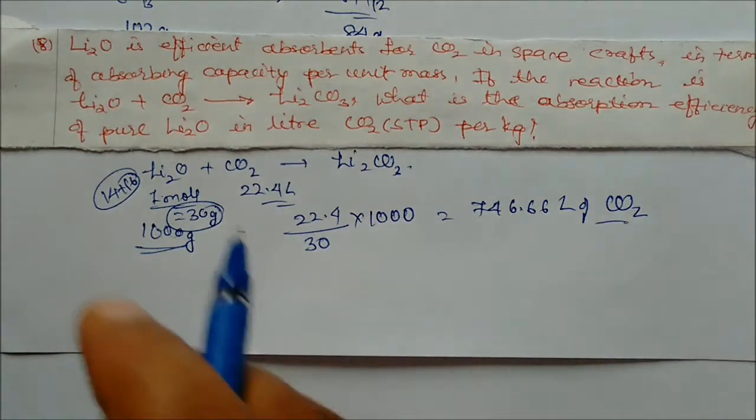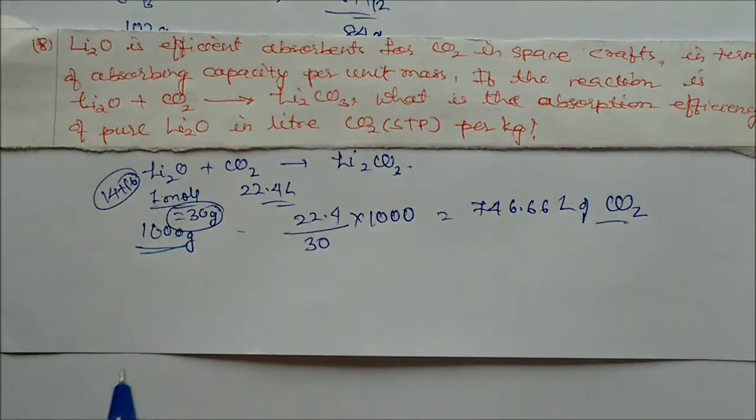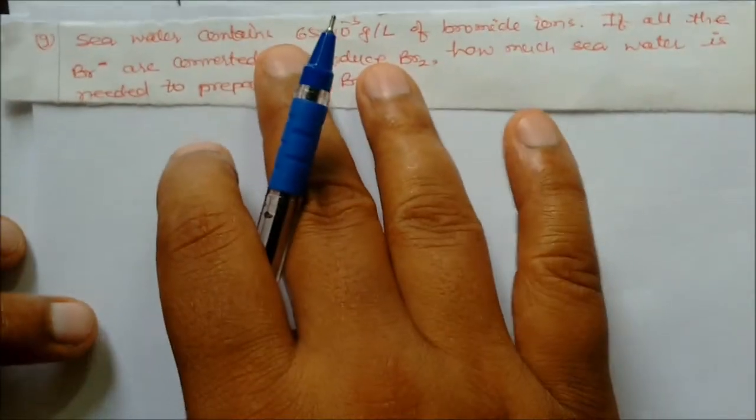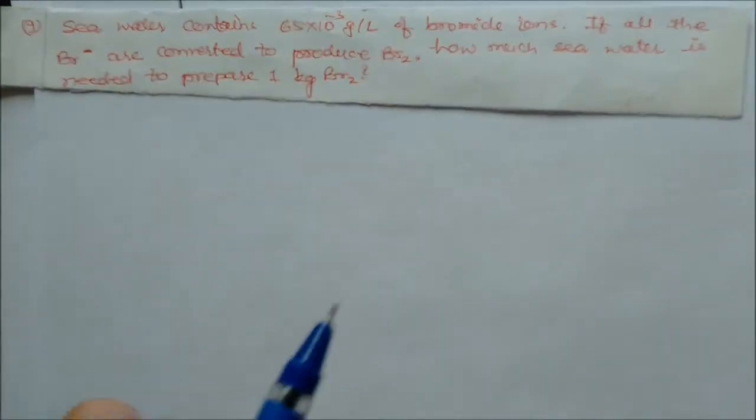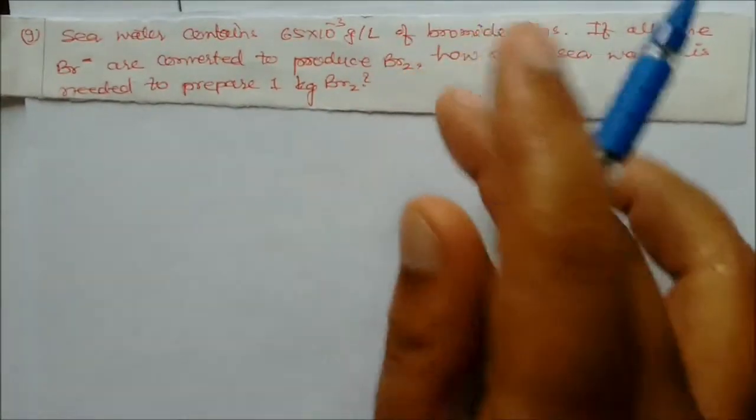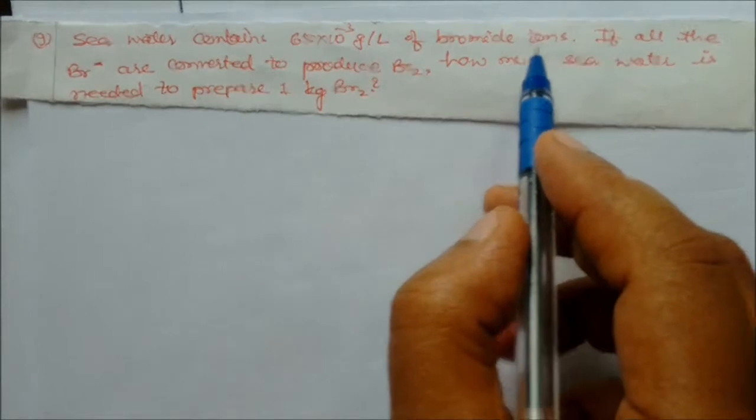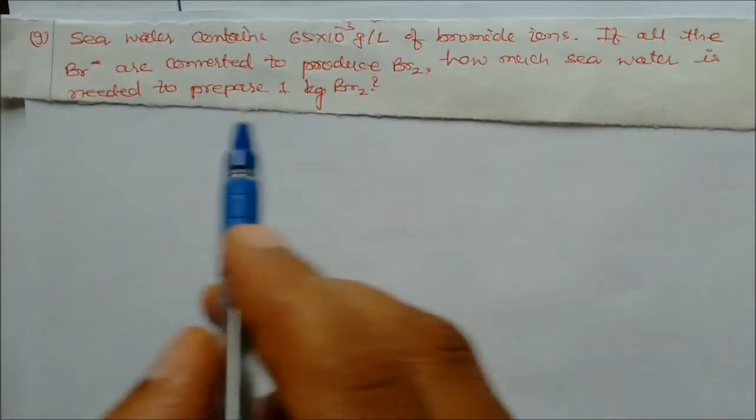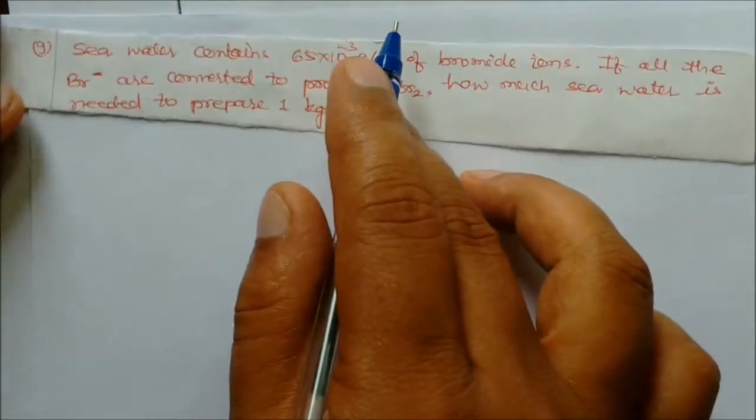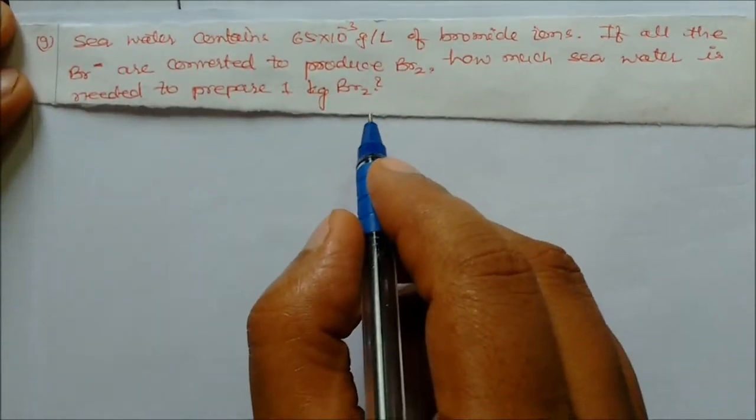Okay, so now the next problem is: sea water contains 65 into 10 to the power minus 3 grams per liter of bromide ions. If all the bromide ions are converted to produce Br2, how much sea water is needed to prepare 1 kilogram of bromine? So they are asking this.